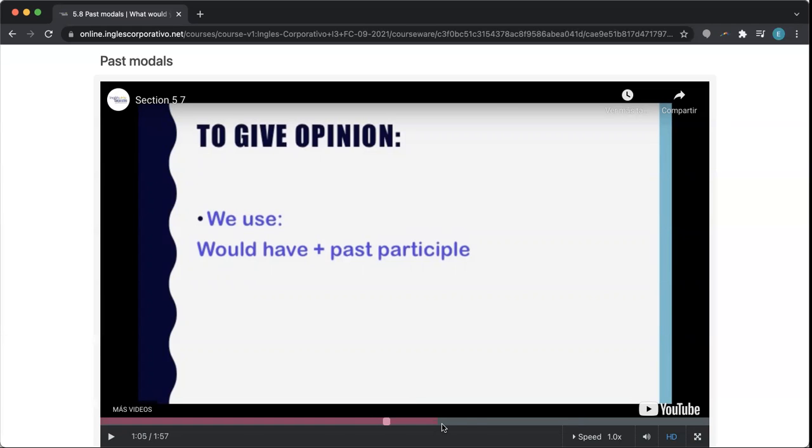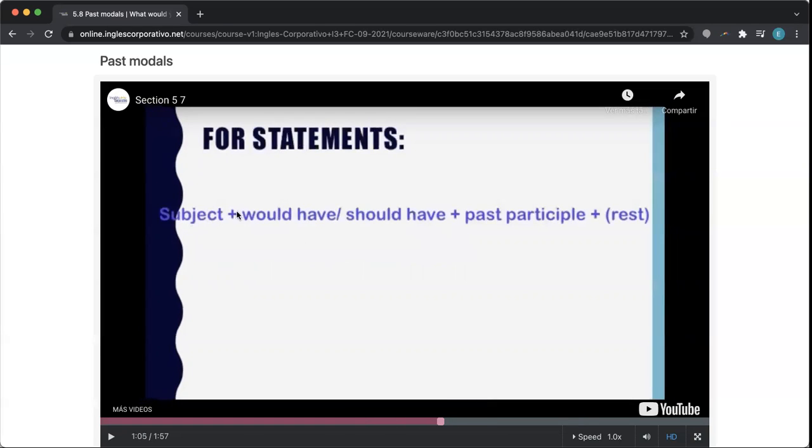Okay. So in order to make both, we have the subject, I, you, he, she, whatever the subject, plus would have or should have. Remember, would have is do and should have is recommend. Would have, do. Should have, recommend. And then the past participle.